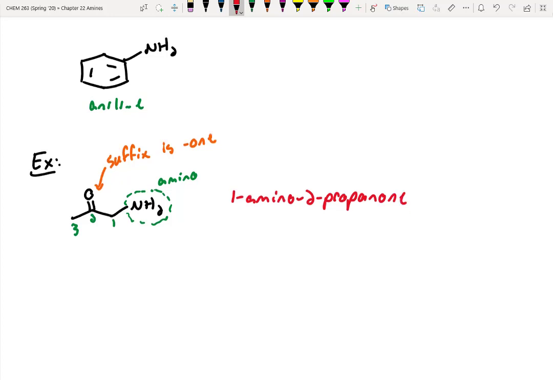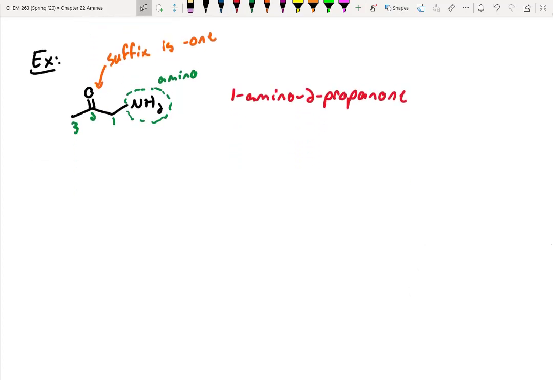And so if you ever have more important functional groups in your molecule besides your amine, it is important to remember that you need to treat them as a substituent and call them an amino group. Just like we would with alcohols, we would call them a hydroxy group. All right, let's do another one.